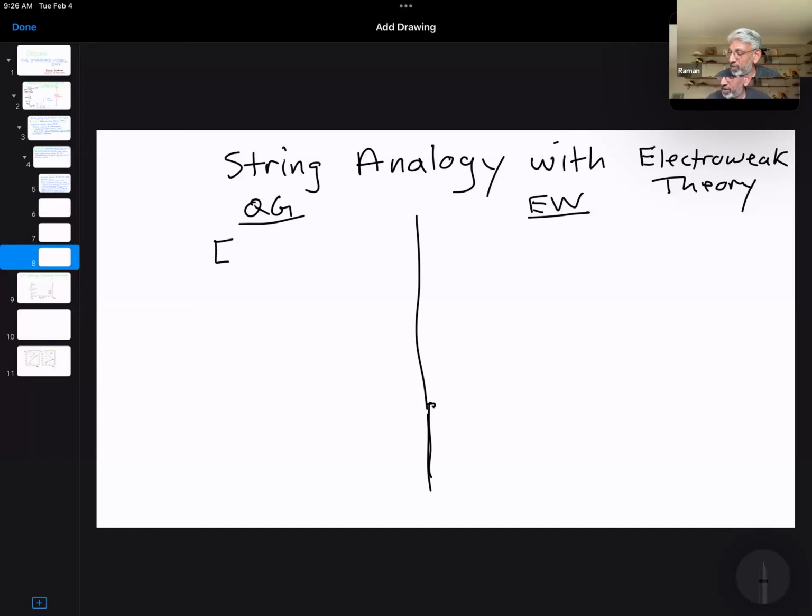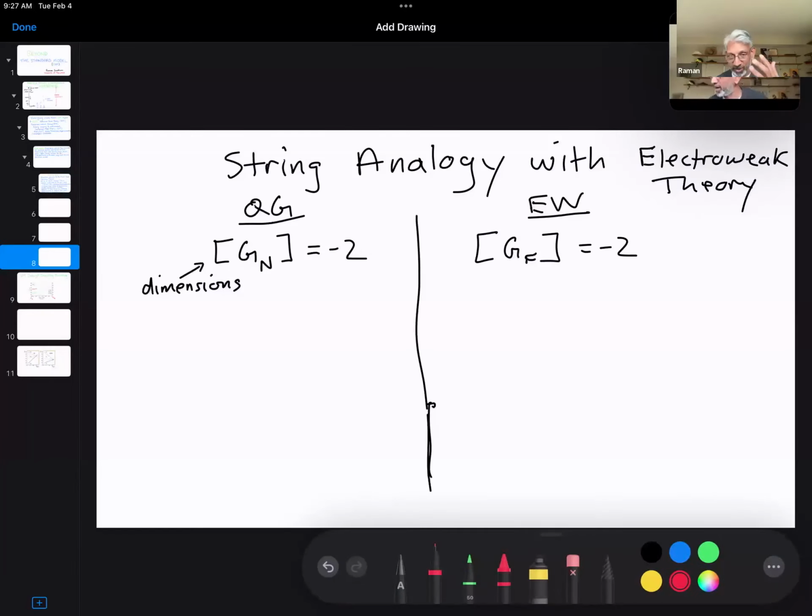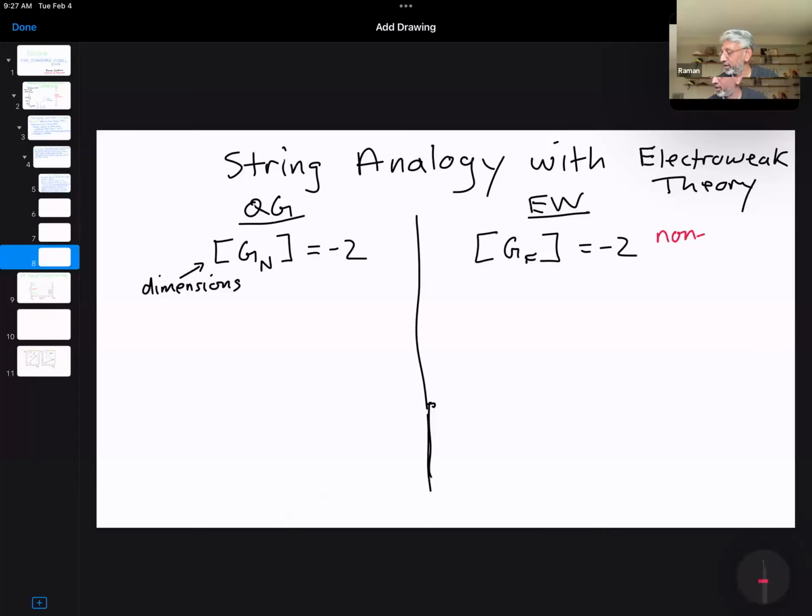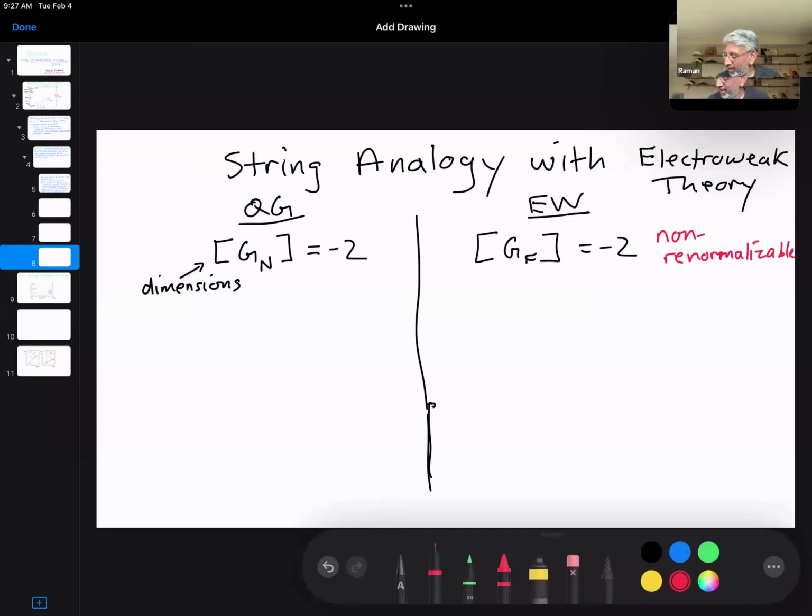First of all, you can ask about the coupling constant. The coupling constant of gravity is G Newton. And by this, I mean its dimensions. The engineering dimensions of G Newton is -2. And the engineering dimensions of G Fermi, which is the coupling constant of the weak interactions, is also -2. And of course, negative dimension coupling constants is the hallmark of being non-renormalizable, which means it does not behave well in the ultraviolet, but it is a reasonable theory in the infrared. So that's one aspect to keep in mind.